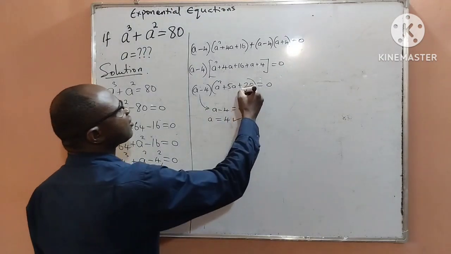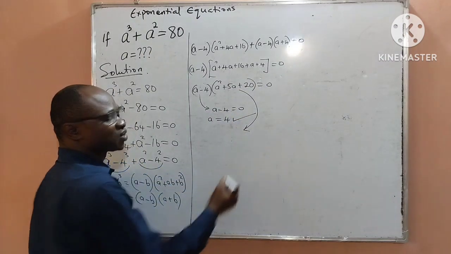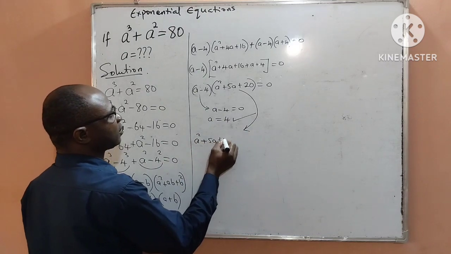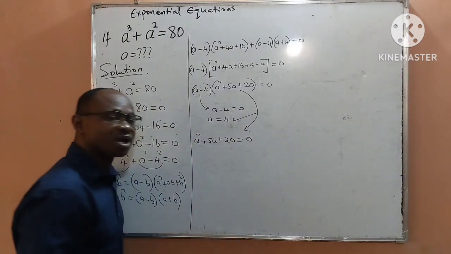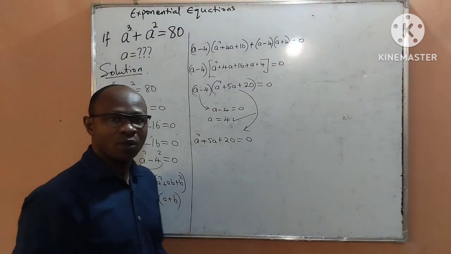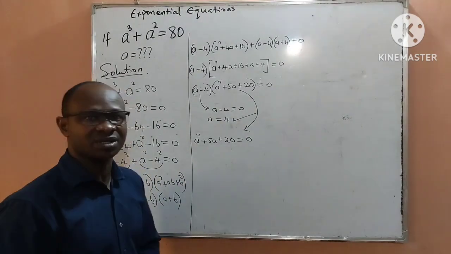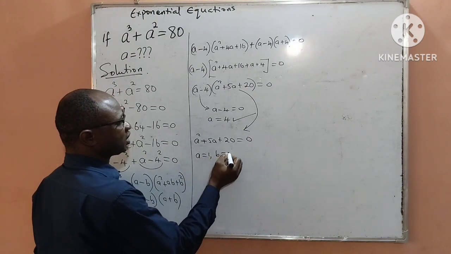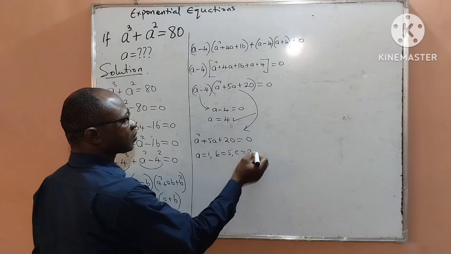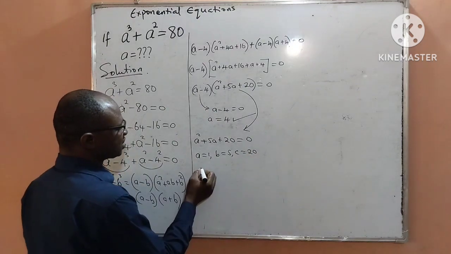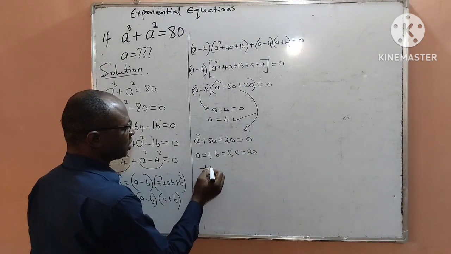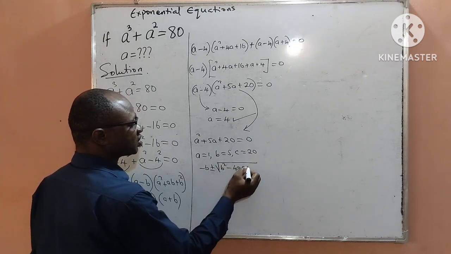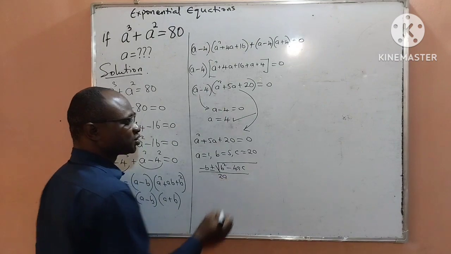Now, let's go by the second bracket, which is also equal to 0. It says a squared plus 5a plus 20 is equal to 0. Now, let us go by the quadratic formula since it is a quadratic equation. So from here, a is equal to 1, b is equal to 5, and c is equal to 20. The quadratic formula says minus b plus or minus the square root of b squared minus 4ac, all over 2a.